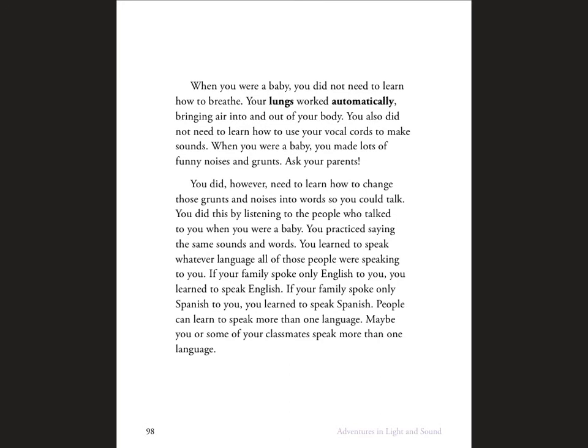When you were a baby, you did not need to learn how to breathe. Your lungs worked automatically, bringing air into and out of your body. You also did not need to learn how to use your vocal cords to make sounds. When you were a baby, you made lots of funny noises and grunts. Ask your parents. You did, however, need to learn how to change those grunts and noises into words so you could talk. You did this by listening to the people who talked to you when you were a baby.